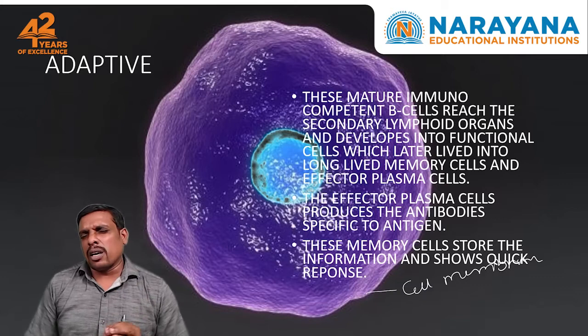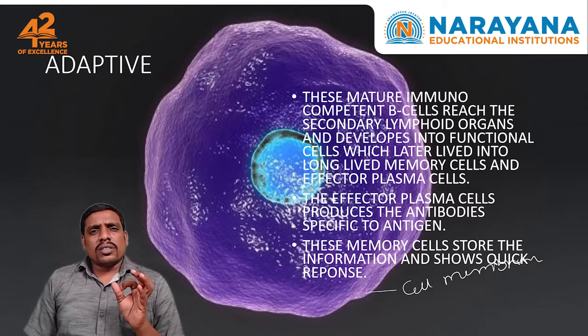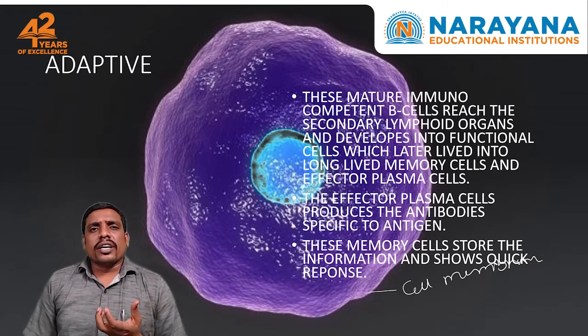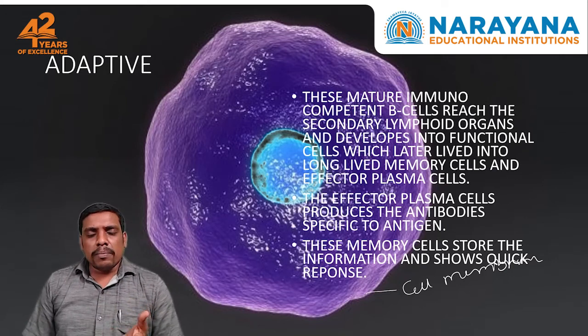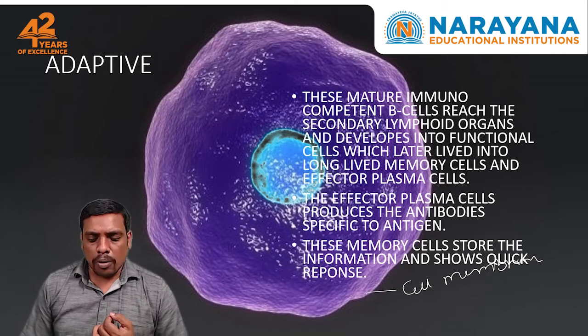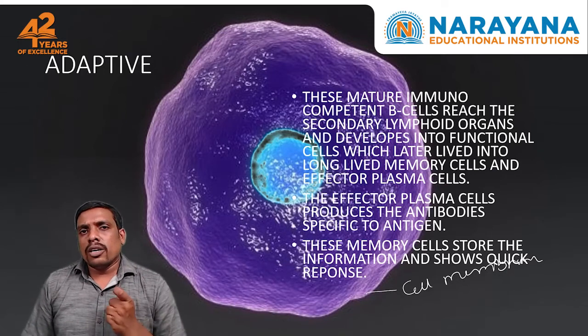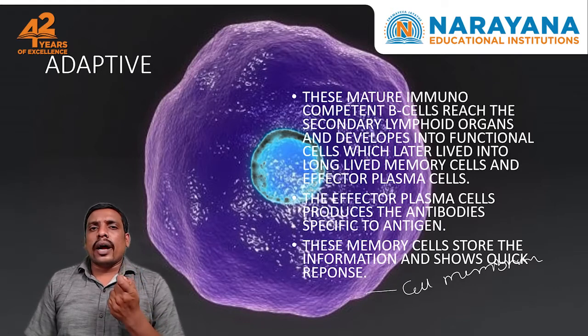Let me give an example. If you are taking vaccination, what is the purpose of vaccination? If you take any vaccine, the memory cells present in our body are able to produce the antibodies through effector plasma cells.